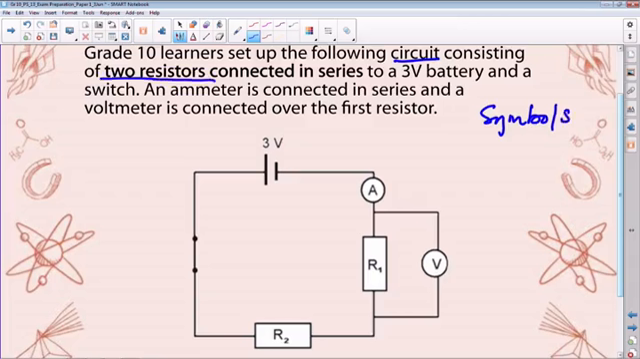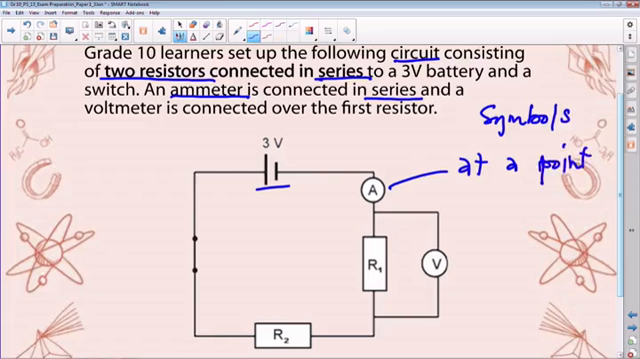There are two resistors connected in series. Series has been put in bold there. You know that series means that there is only one path for current to flow, right? To a battery, there's a 3-volt battery there, and then a switch, which is already closed, as we have seen in the multiple choice. An ammeter, which is a device, is connected in series at a point, very important, at a point. So it will determine how much charge passes through this point per second.